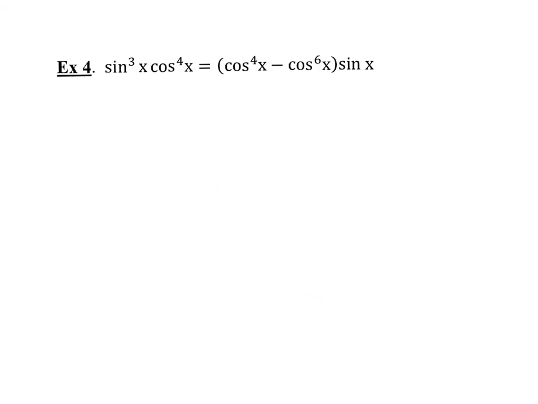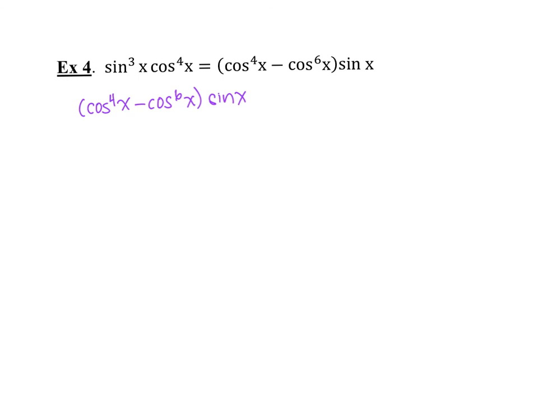Okay, we're just going to do one more example and then we'll practice some, just because this comes up commonly in calculus. This one says sine cubed x times cosine to the 4th x equals cosine to the 4th x minus cosine to the 6th x times sine x. Again, I can start with either side. It doesn't make a difference. I'm going to start with the right side because it looks more complicated. If you would prefer to do it the other way, that's fine. If you would like to see it that way, just remind me during class. But do write which side you're starting with.